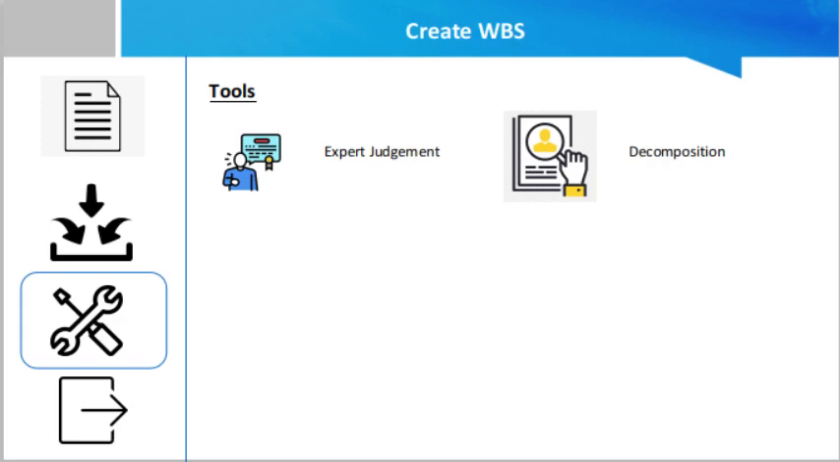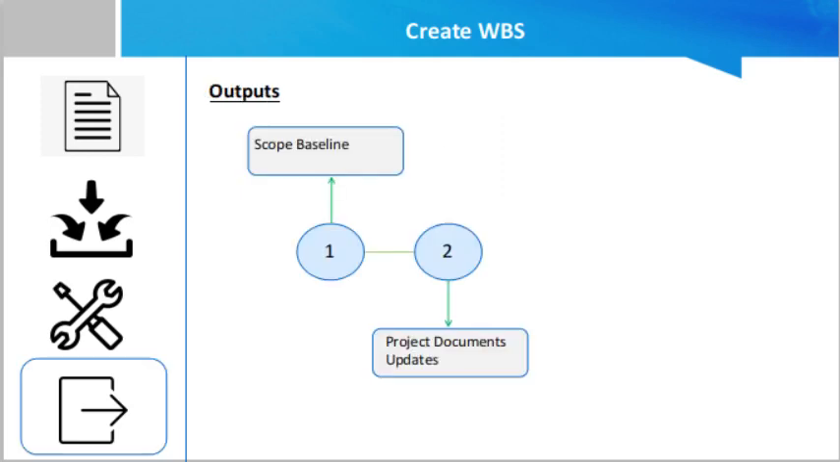The output of this process is basically the scope baseline, which is the first output. The scope baseline is the approved version of a scope statement, work breakdown structure, and its associated WBS dictionary that can be changed through formal change control procedures and is used as a basis for comparison.